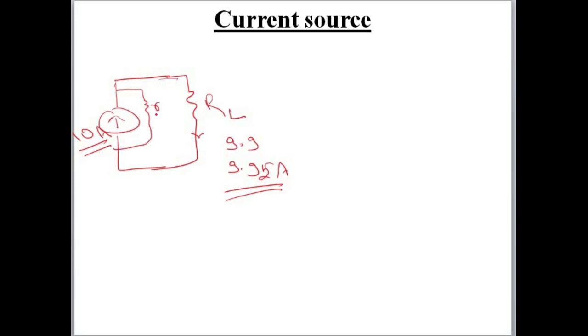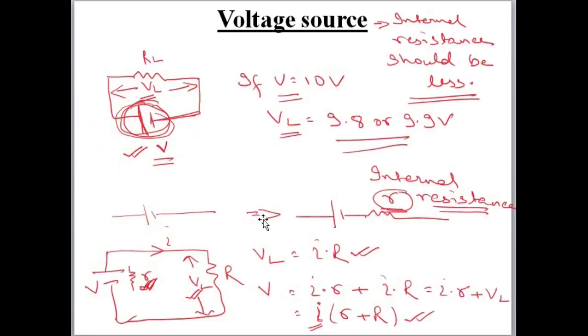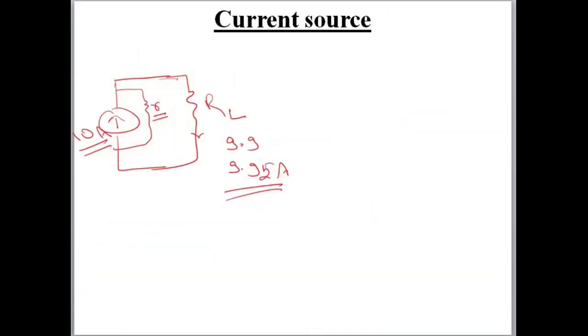A current source will always have a resistance in parallel. A voltage source will always have a resistance in series. We have seen the series resistance, I have denoted it also. But in a current source there will always be a resistance in parallel. This is your internal resistance. The current source internal resistance is in parallel.